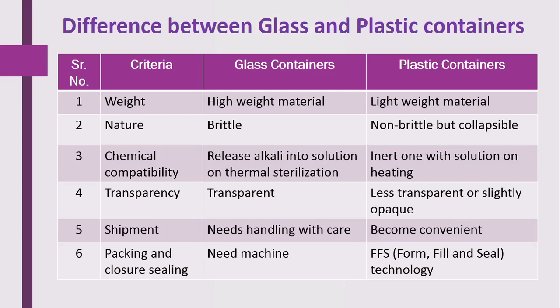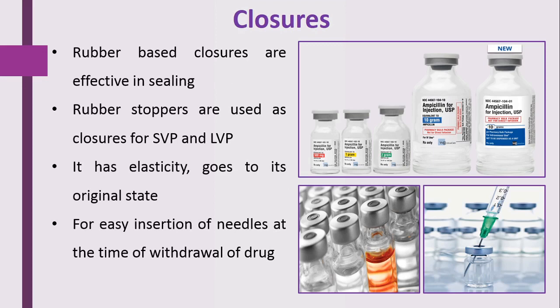So let's move to the last point of this presentation, that is closures. You can see in this picture some types of closures which are used, that is rubber closures. Mainly for parenteral preparations in vials, as well as for parenterals stored as large volume parenterals, rubber is used as the closure material.